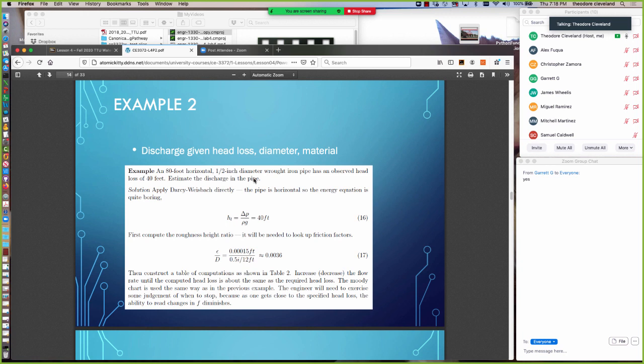And the reason that's true is because the pipeline's horizontal, so there's no elevation change, and it's a constant diameter, so the velocity heads will be the same at either end of it. So all that's left is pressure change.